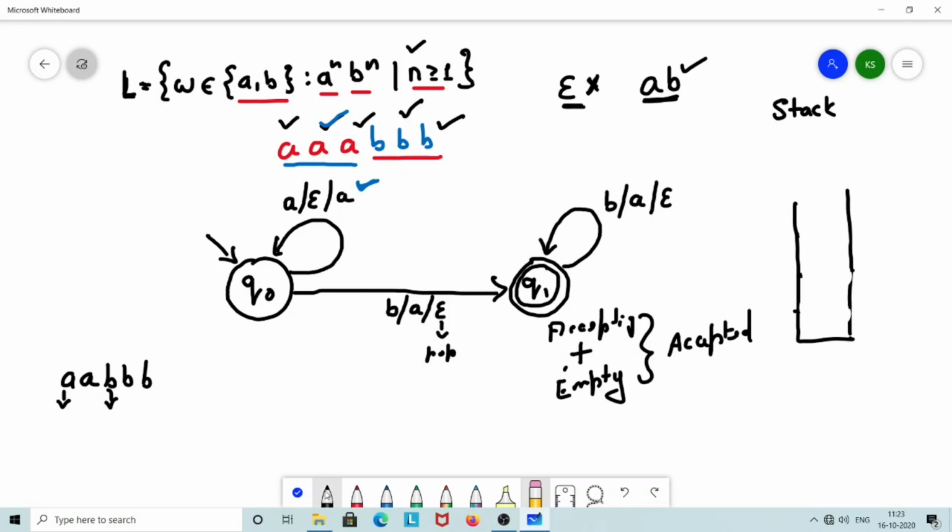But we are not done scanning the entire input. So for the last B, being in Q1 state, there is no definition when the stack is empty, right? I don't have a transition in Q1 for B upon epsilon. So when I don't have a definition for such a transition, the machine will not know what to do, so it will halt and the string will be rejected.